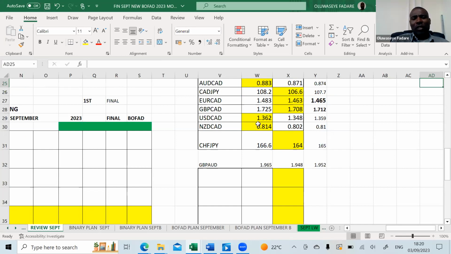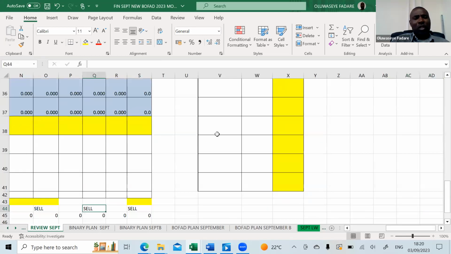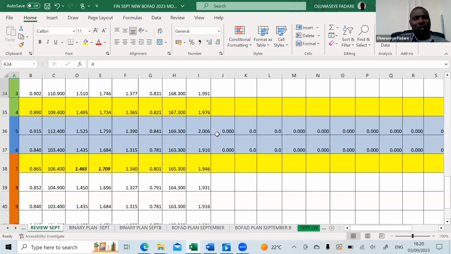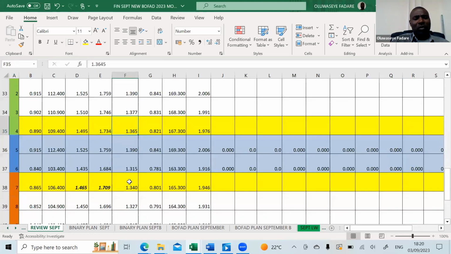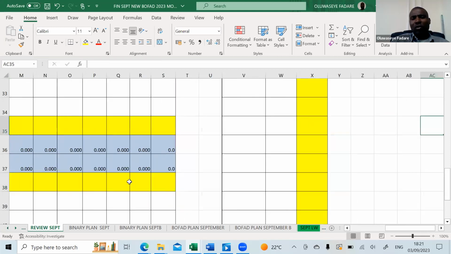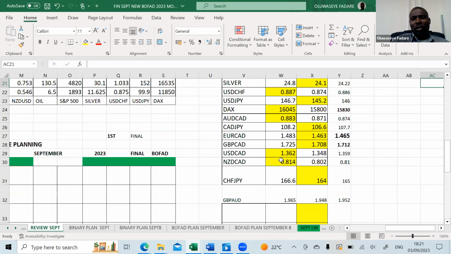The next is 1.362 and 1.348. So you can see it has not reached. We have 1.365 and 1.34. The next one is 0.821 and 0.801. Let's see that one as well. 0.821, it has not reached. 0.801, it has not reached. The next one, 166.6 and 164.